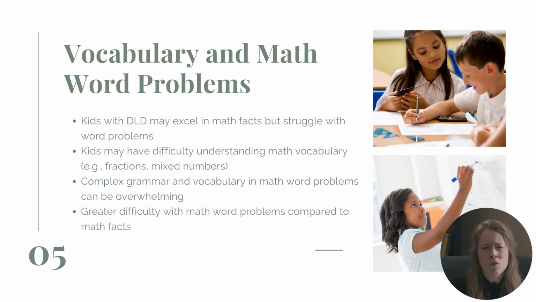This can be so much more overwhelming for our kids than a paper with a simple equation without words might be. Our kids with DLD might not understand vocabulary words like fraction, mixed number, sum, quotient, product, or even remaining. That can be really challenging. And when they're all together in a sentence and there's complex grammar as well, they can feel totally lost. It doesn't even feel like math some of the time. Much more difficulty with math word problems than math facts is really common for our kids with DLD.